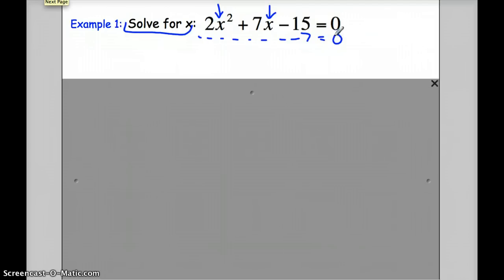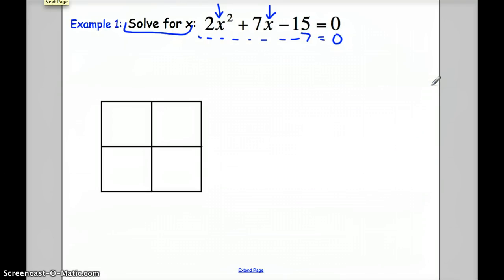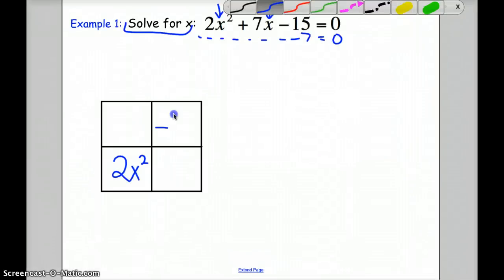Okay? We could guess and check forever. We could do a lot of that. But we want to know how to do this problem every time without fail. And one way to do this is called factoring, which you've been doing a lot in class. And if we factor it, then we can use the zero product property. I'll show you how that works in just a moment, but let's start with the factoring. Remember with factoring, you put your x squared term in one corner and your constant. So in this case, our constant is negative 15. So we're going to put that number in the other corner.